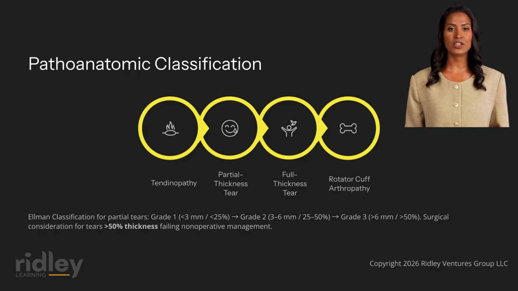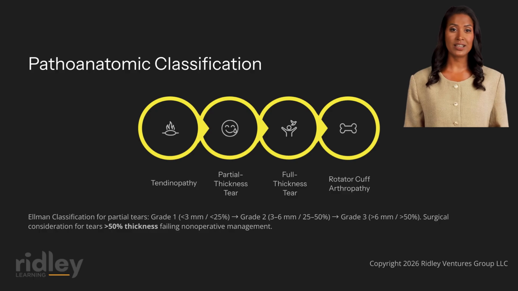Partial thickness rotator cuff tears are defined as disruptions of tendon fibers that don't extend through the entire thickness of the tendon. The AAOS guideline subclassifies these by anatomical location: articular-sided tears on the undersurface adjacent to the glenohumeral joint, bursal-sided tears on the outer surface adjacent to the subacromial bursa, and intrasubstance tears within the tendon substance without communication to either surface. The Ellman classification grades partial thickness tears by depth. Grade 1 is less than 3 mm or less than 25% thickness. Grade 2 is 3 to 6 mm or 25% to 50% thickness, and Grade 3 is greater than 6 mm or greater than 50% thickness.